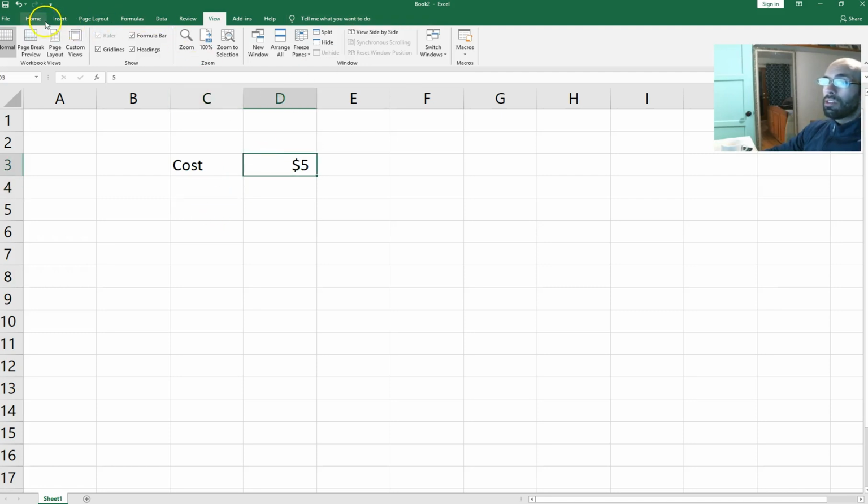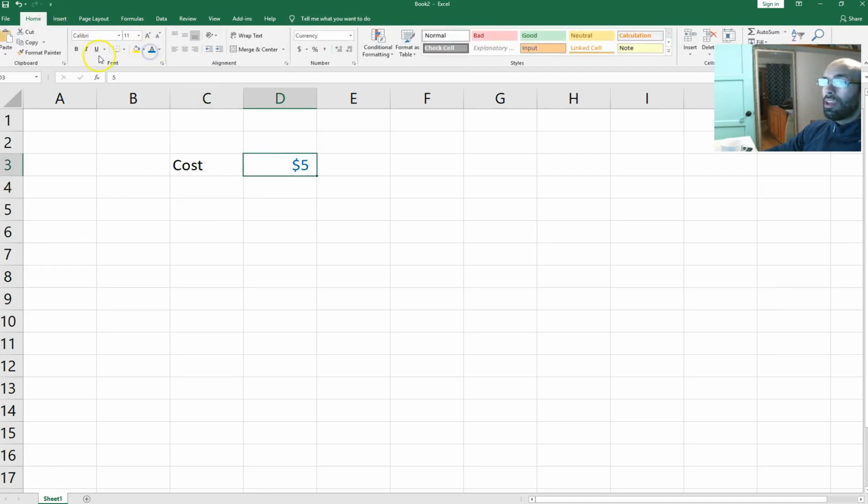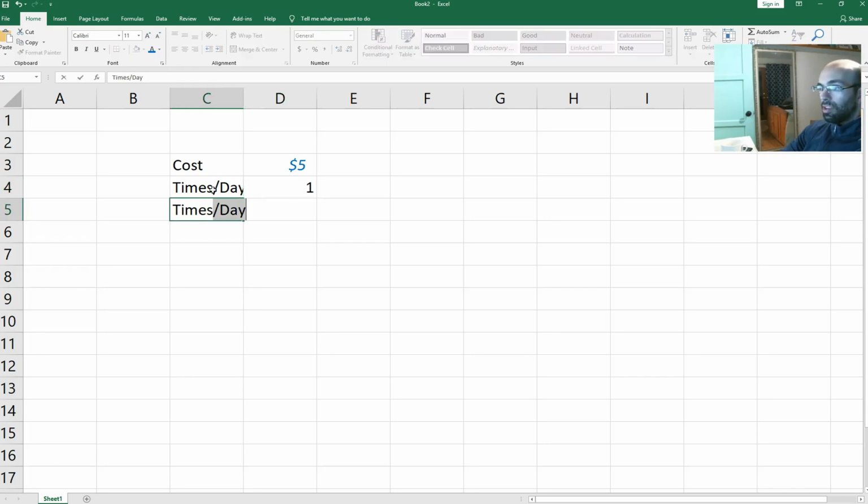And what we're going to do is set this to blue italicized, which means it's an input. Then the frequency per day would be, I think, 1, right? So times per day, you have a cup of coffee a day, that's 1, and then you'll know the times per month, which would be this times 30. Since this is a calculation, we're not going to italicize it and make it blue.